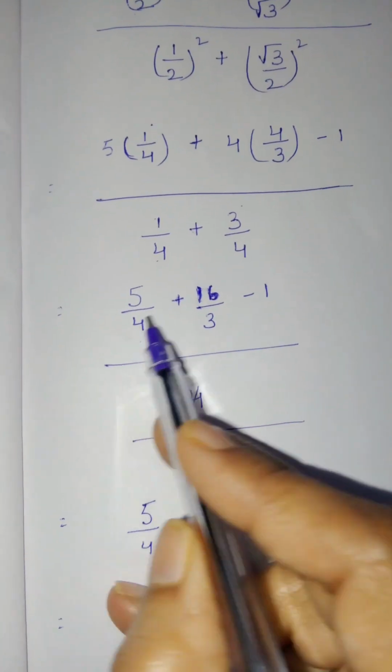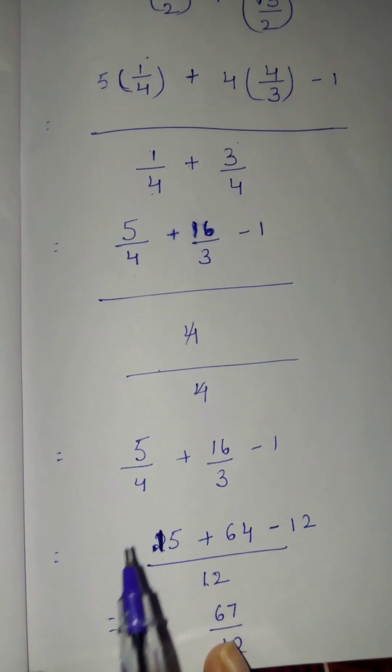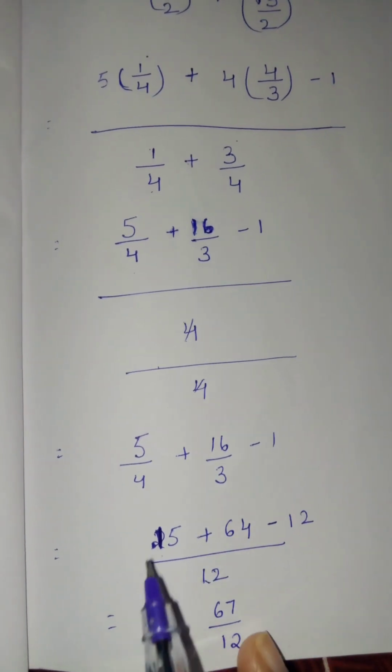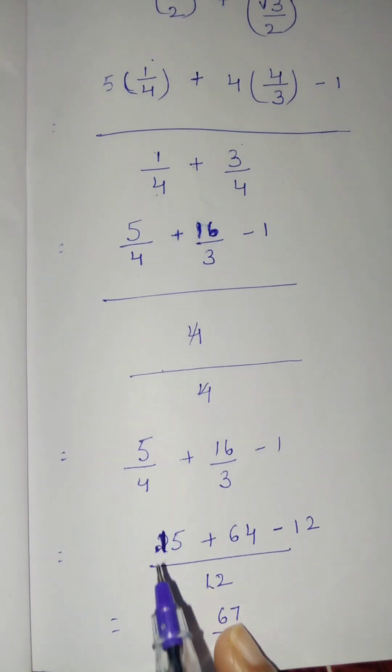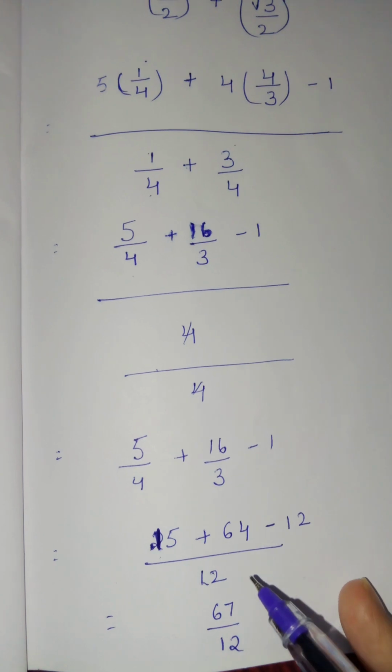So 5 upon 4 plus 16 upon 3 minus 1. Here take LCM. LCM is 4 threes are 12, no. 12. So 4 threes are 12. 3 fives are 15, plus 3 fours are 12.